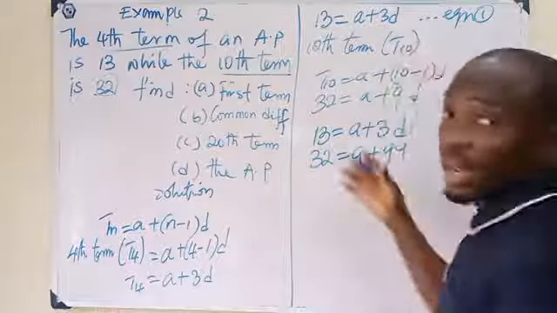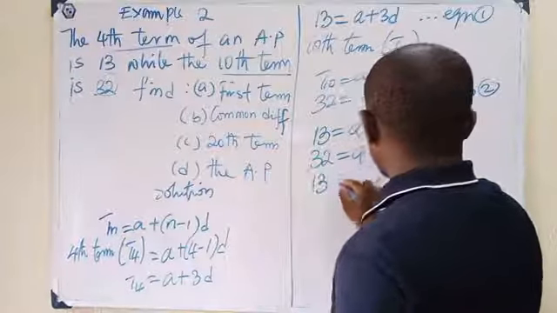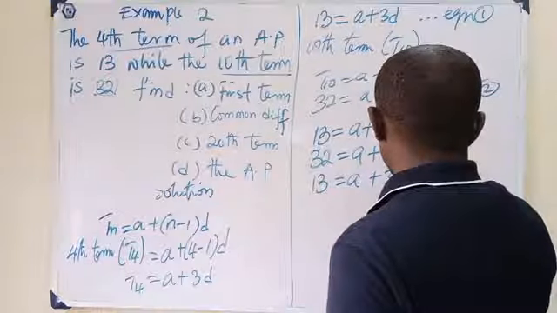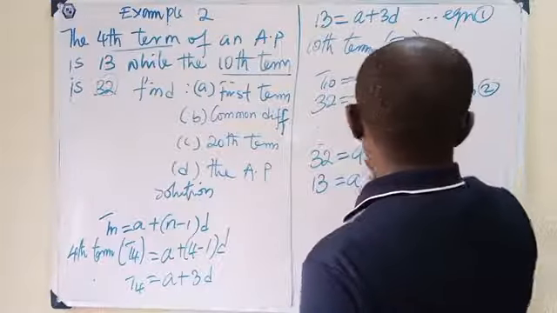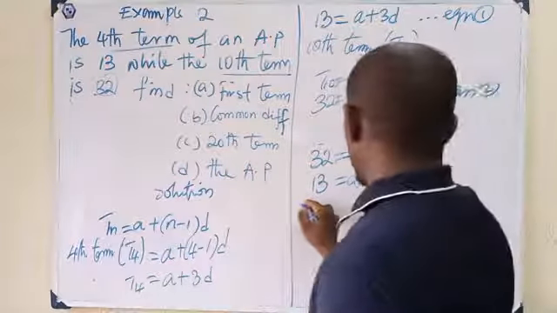Okay, I want to rearrange this so that the one higher will be up. So I want to bring this one down. So this is 13 is equal to A plus 3D. So I will remove this one. So I just brought the two equations together so that we can solve them simultaneously. So let's see what we have here.